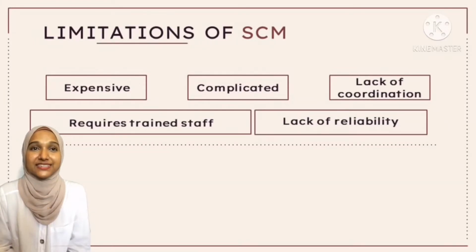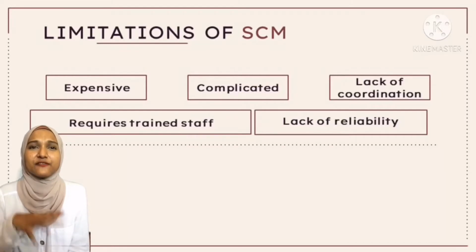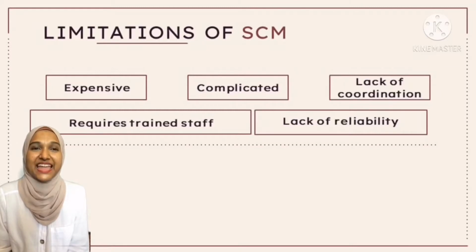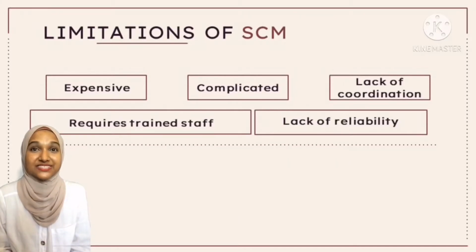Number 1, it is expensive to implement. SCM requires a large investment in terms of funds, time, and other resources, and this may be unaffordable for small businesses. Number 2, it is complicated. The process of SCM is complex. It involves many departments within an organization. This may lead to confusion and hinder the normal functioning of the business. Number 3, it lacks coordination among departments. SCM can function properly only if the coordination between departments is good.